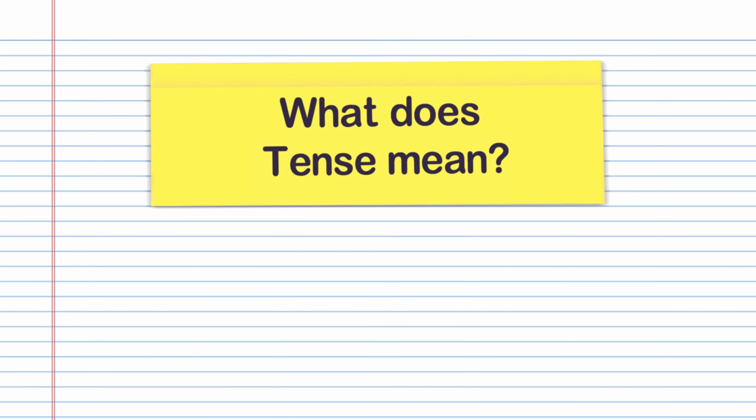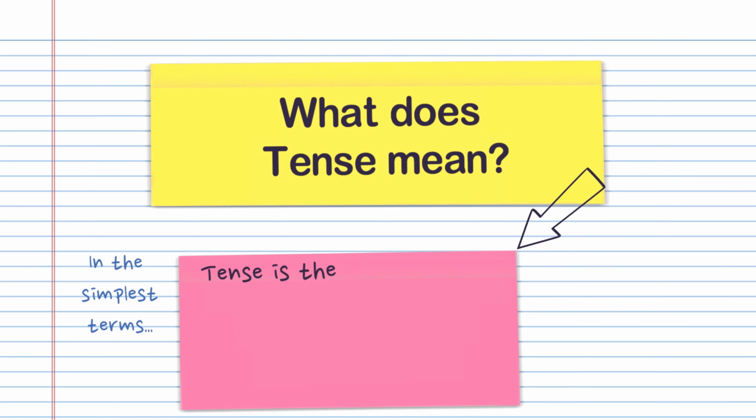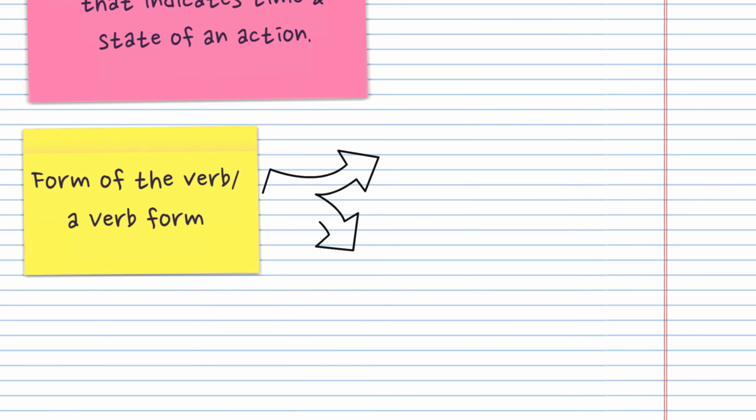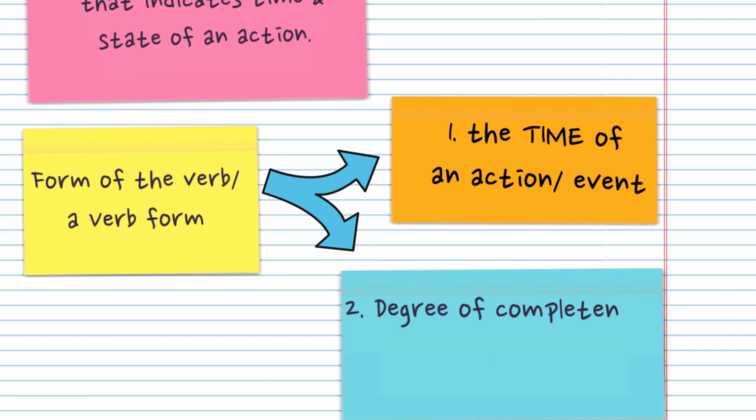Well, what does tense mean? Tense in English grammar is the form of a verb that indicates time and state of an action or event. To make it simpler for you, we can say tense, that's a verb form, shows two things. First, the time of an action, and second, its degree of completeness or state of the action.